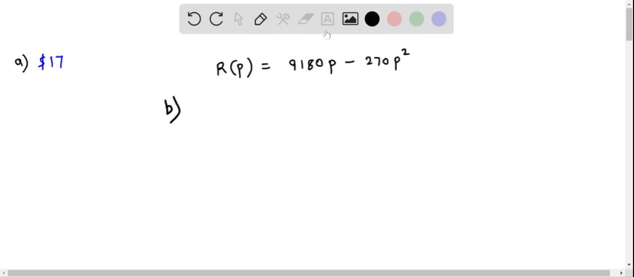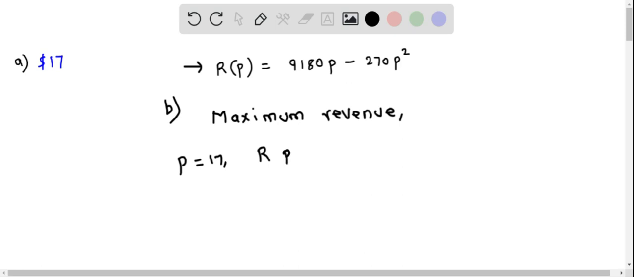Now let's answer part B. Here we have to determine the maximum revenue. And this can be found by plugging in the price equals $17 into the revenue function, because from part A we have determined that at a price of $17 the revenue is maximum. So to determine the corresponding revenue, plug in p equal to 17 into the revenue function R of p.